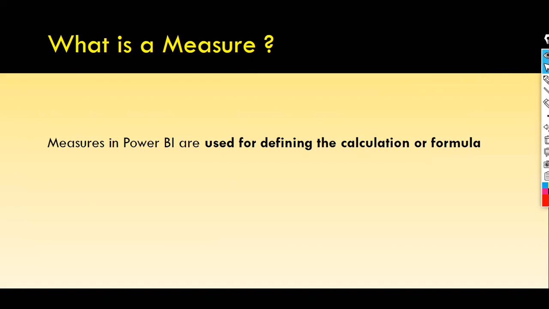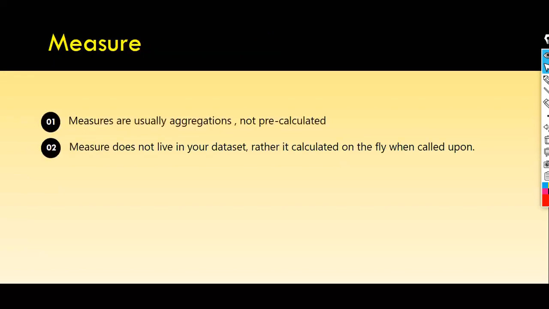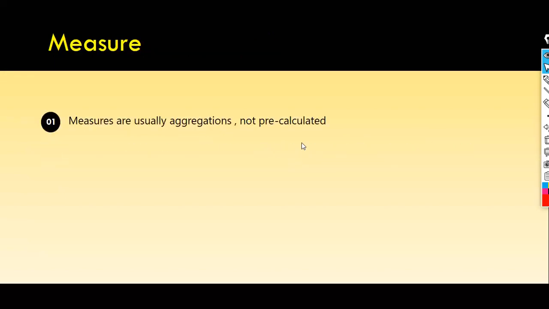Okay, and next one is the measure. What is a measure? Unlike the calculated column, a measure is used mainly for performing aggregation. Most often we use the measure to perform aggregation. It is not pre-calculated like a calculated column. Remember, this is very important. The calculated columns are pre-calculated, whereas a measure is not pre-calculated.